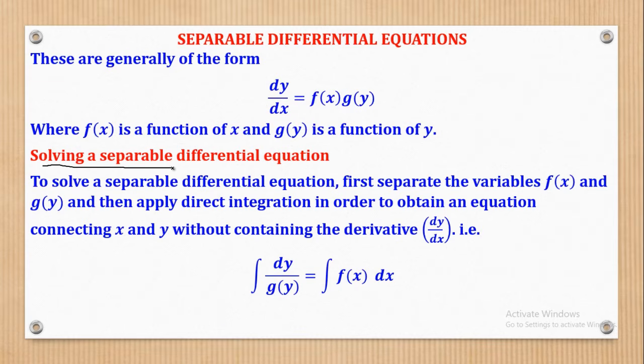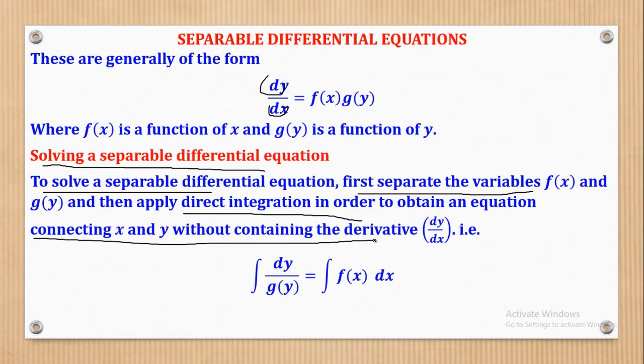So solving separable differential equations requires the following steps. To solve these equations, first separate the variables. Put x on one side and also y on one side, but remember this dy and this dx must be part of the numerator, and then apply direct integration in order to obtain the equation connecting x and y without containing the derivative. So after separating variables, you put integrals on both sides and then proceed with the methods of integration. What you get is what will be the answer.